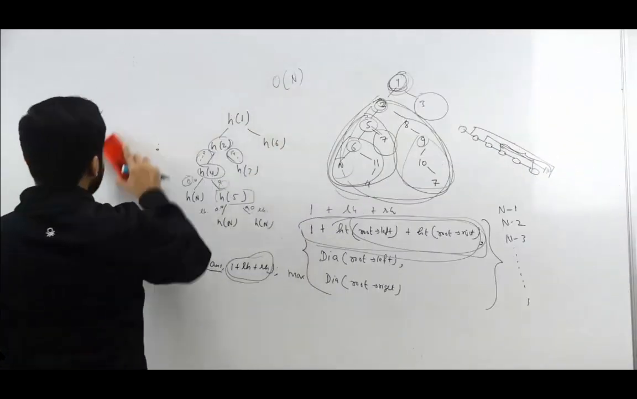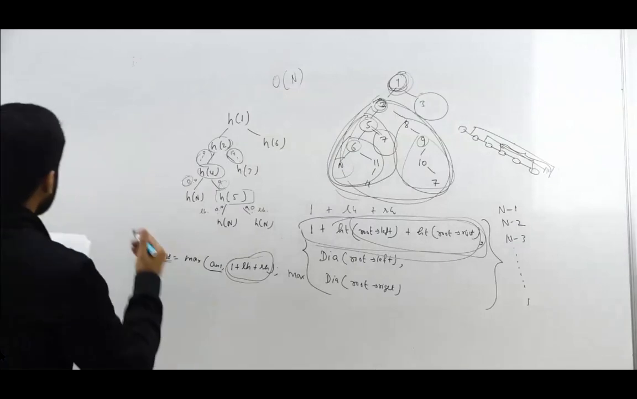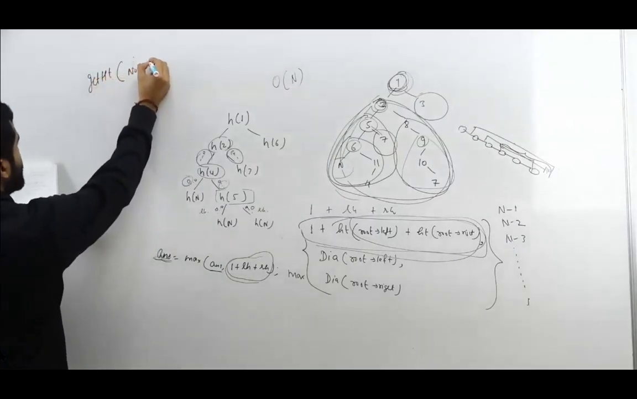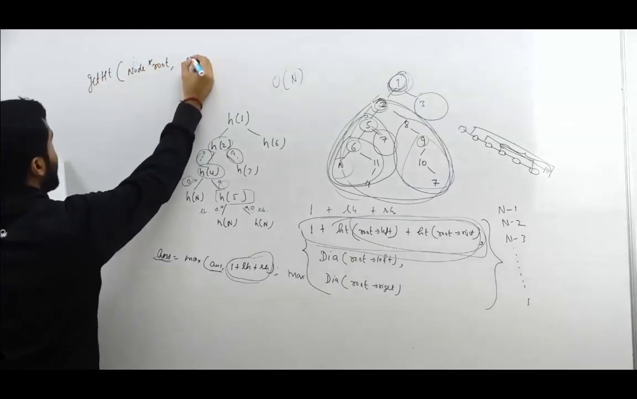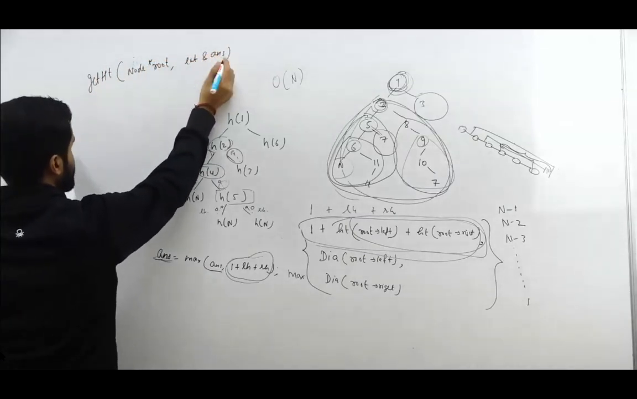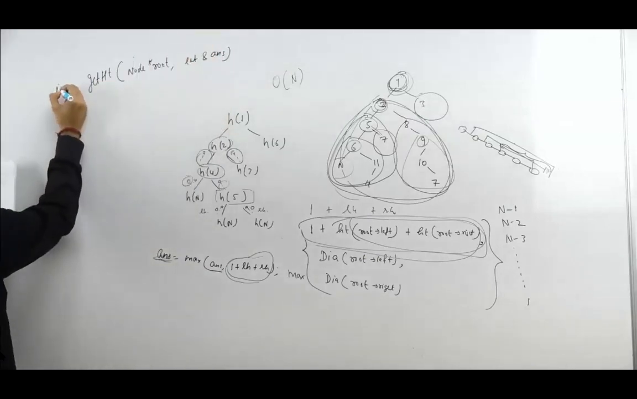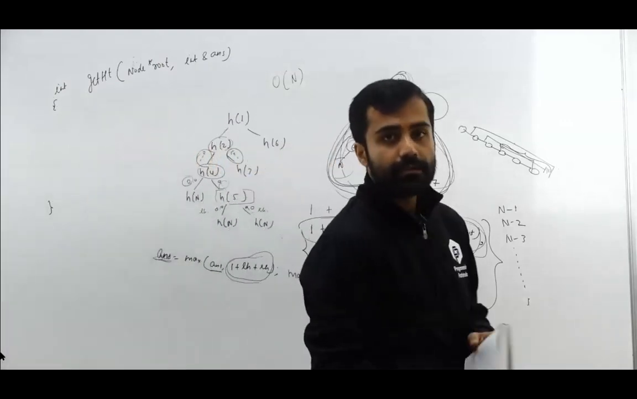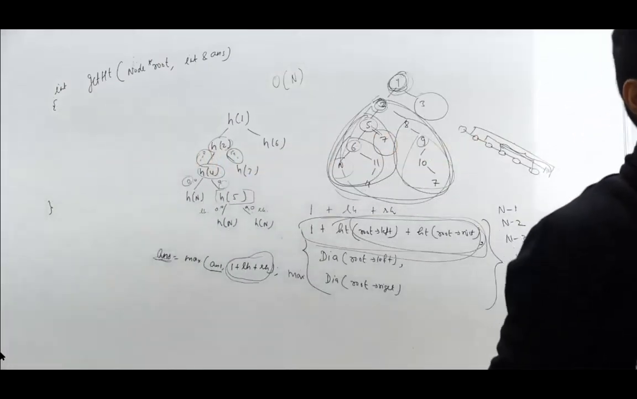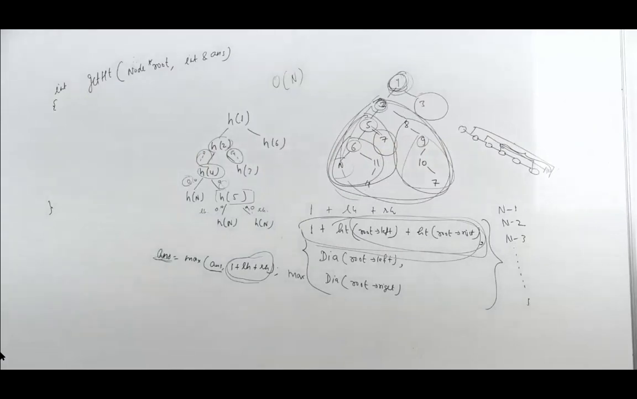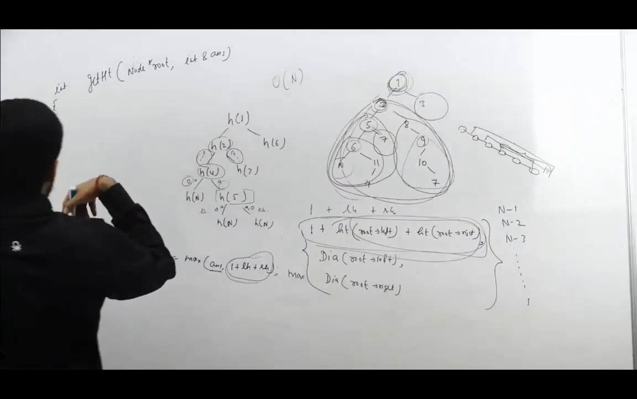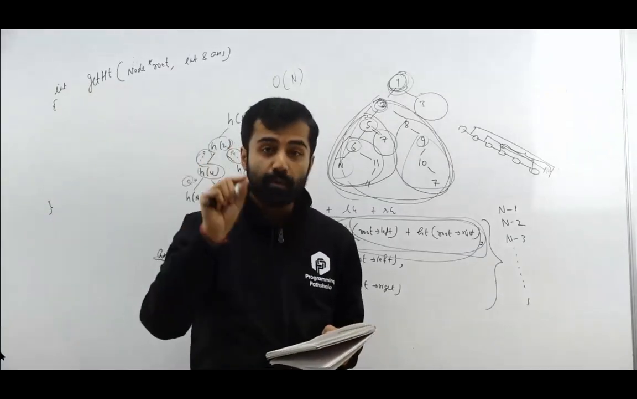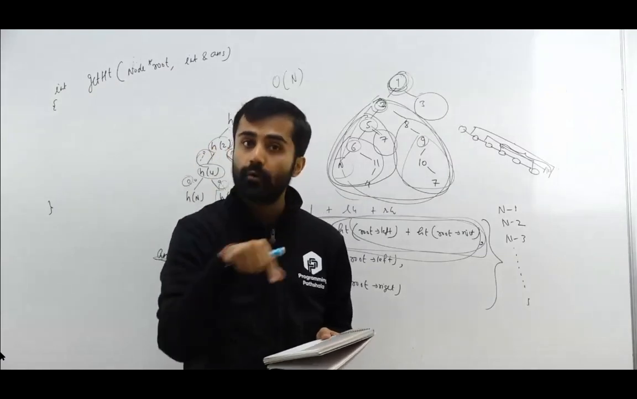So I'll write the height function again. Let's say I have a get height, and it takes the root of the subtree whose height is to be computed, and you're passing the answer variable by reference. If you want, you can keep it global. I would advise you against global variables, because on certain platforms, global variables behave very abruptly. Okay, so let's take a look at this code. This code is not responsible for giving you the diameter. This code is responsible only for computing the height of the overall tree.